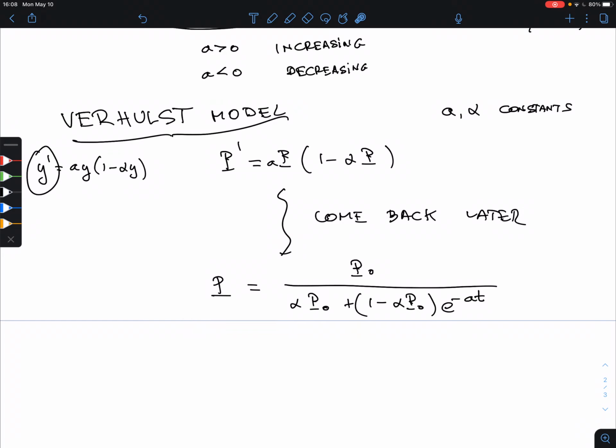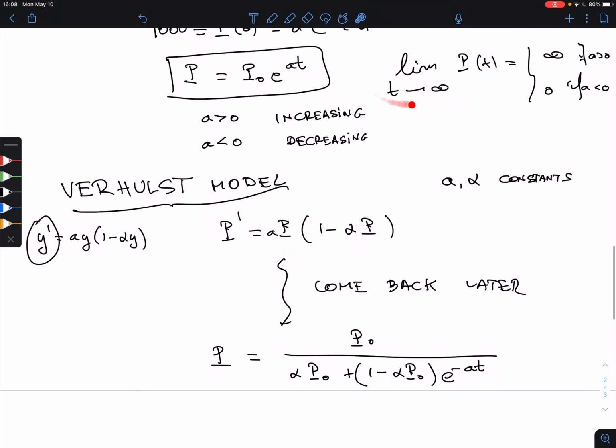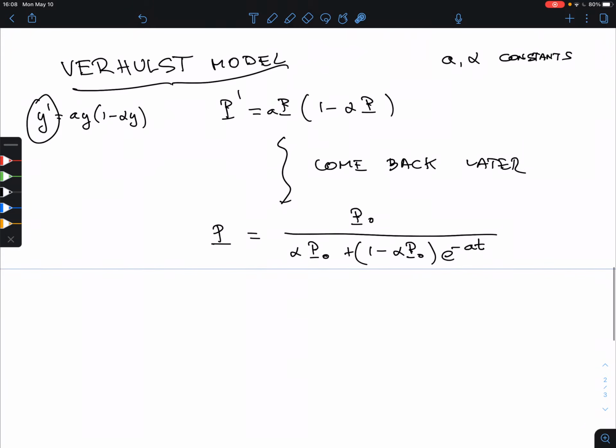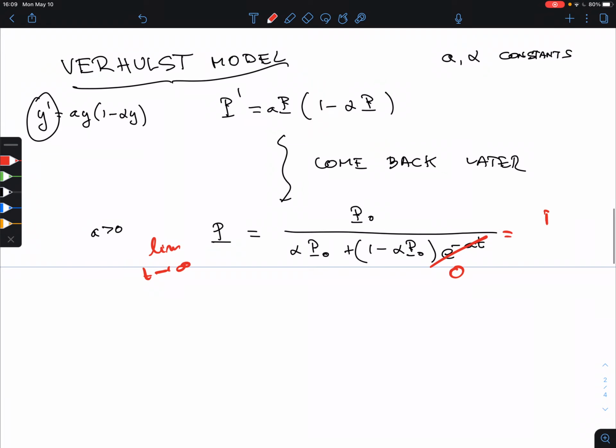Okay, so let's look at these limits here. What is the limit? Let's do this in our head, hopefully. And for simplicity let's assume that A is positive. We're dealing with positive growth here. So if I plug in infinity here, this goes to negative infinity. Remember, e to the negative infinity was 0. Okay. So I'm assuming here A is bigger than 0. Now we take the limit for t going to infinity. Then this whole thing becomes 0. So what I get is P0 over alpha P0. Oh, the P0s cancel out, and I get 1 over alpha.